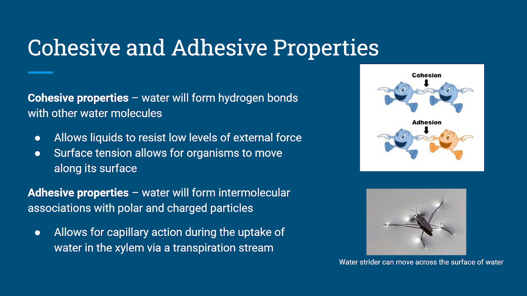Also, we have the adhesive properties, as water will form intermolecular associations with polar and charged particles, which are known as ions. It allows for the capillary action during the uptake of water in the xylem via a transpiration stream, allowing nutrients to flow with water through the roots across the xylem to the top of the plant.